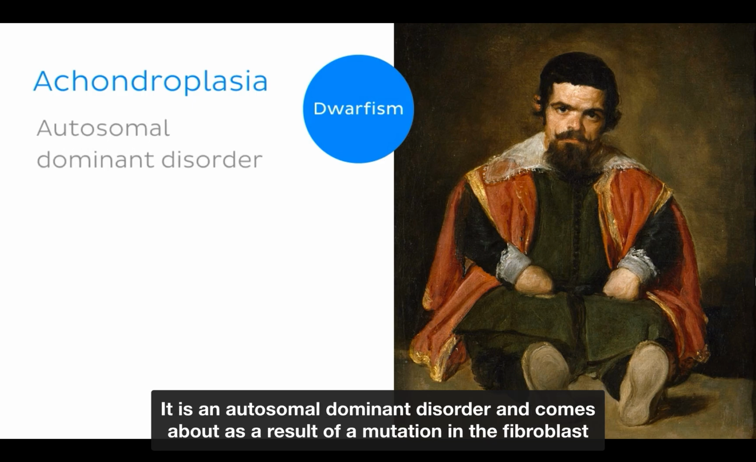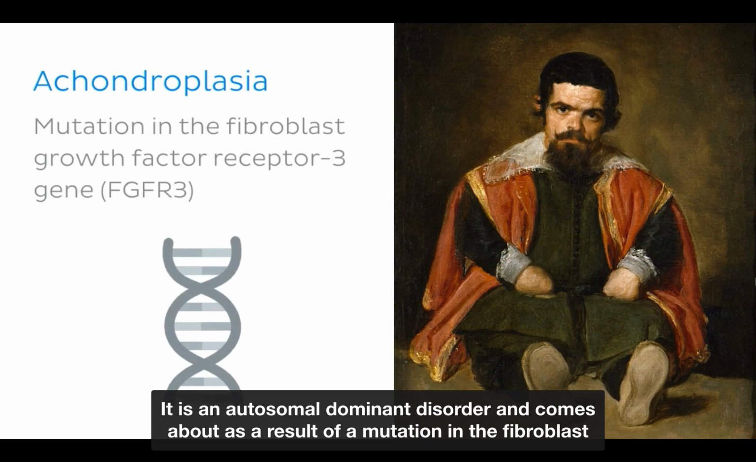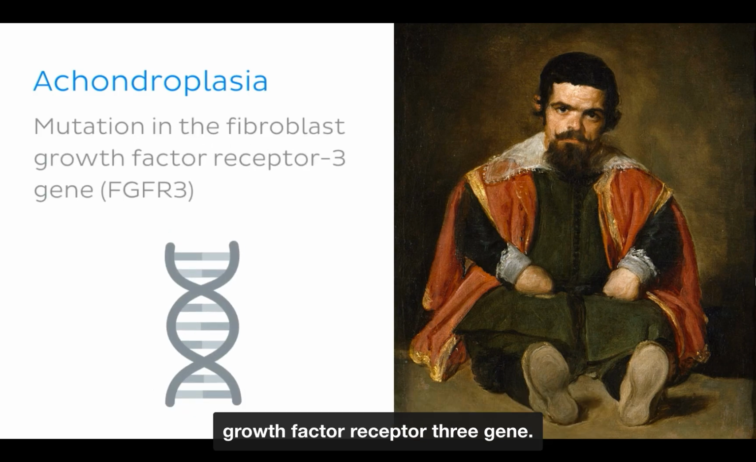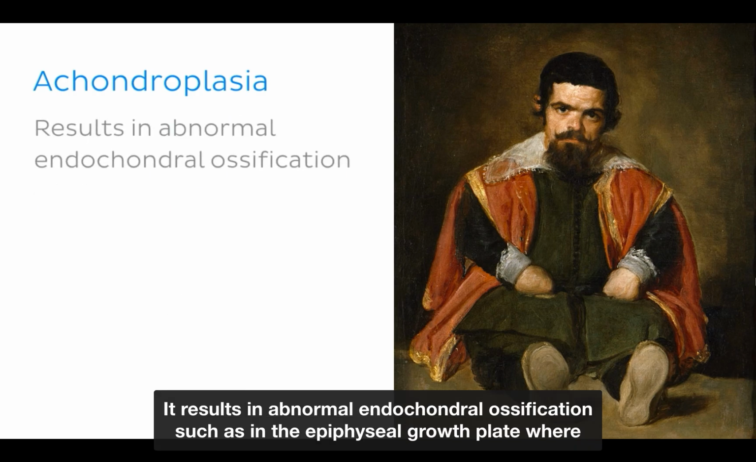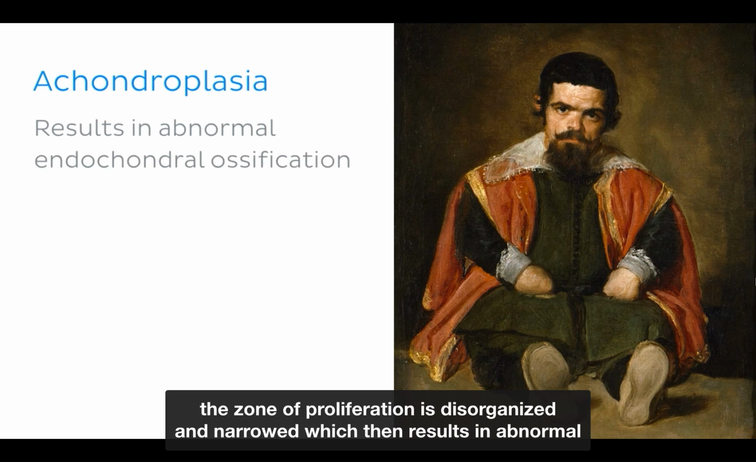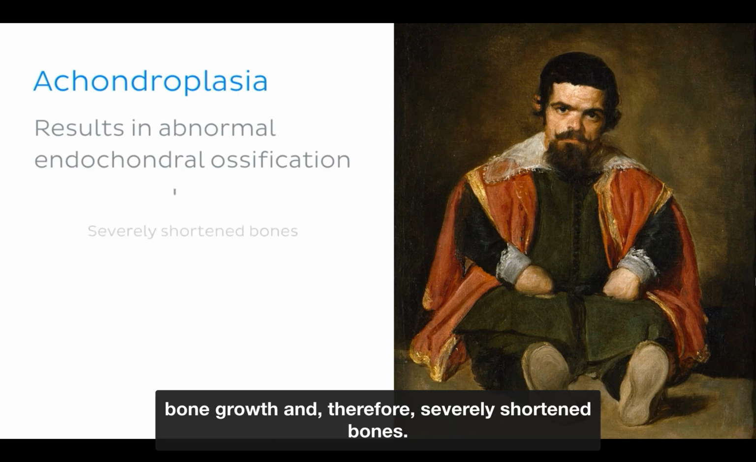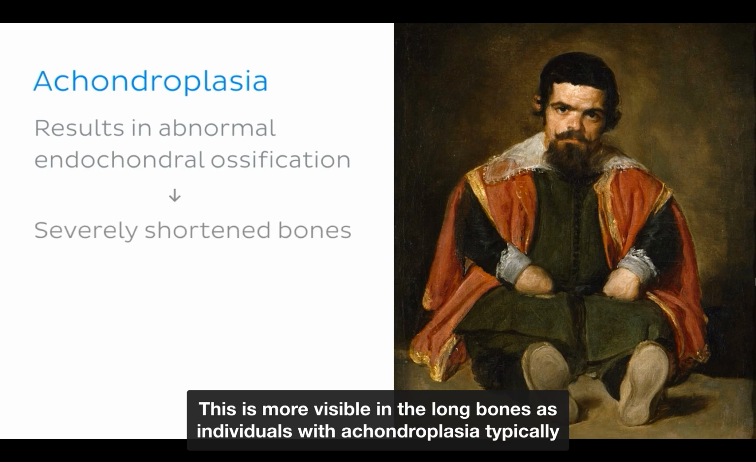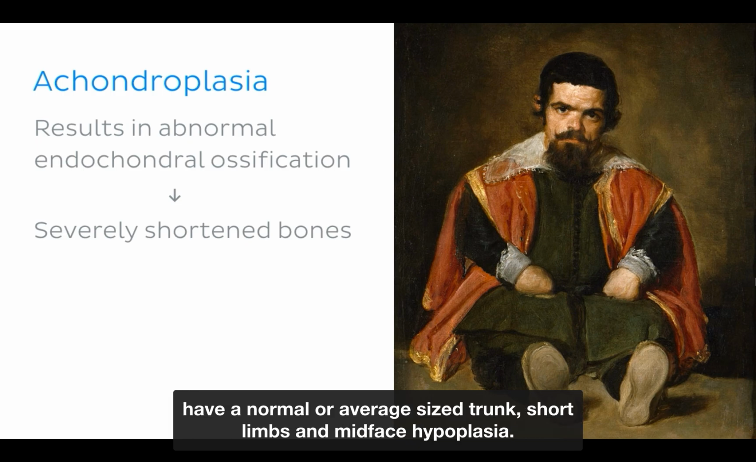It is an autosomal dominant disorder and comes about as a result of a mutation in the fibroblast growth factor receptor 3 gene. It results in abnormal endochondral ossification, such as in the epiphyseal growth plate, where the zone of proliferation is disorganized and narrowed, which then results in abnormal bone growth and therefore severely shortened bones. This is more visible in the long bones, as individuals with achondroplasia typically have a normal or average sized trunk, short limbs, and mid-face hypoplasia.